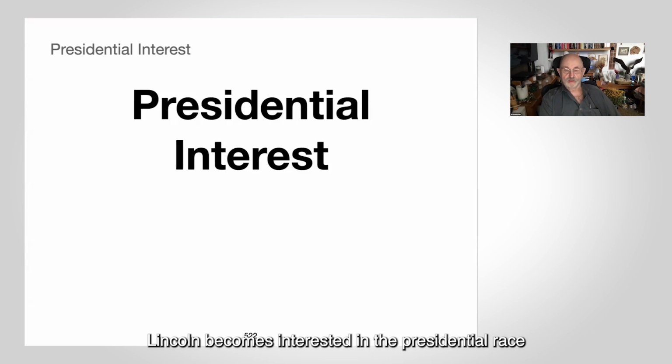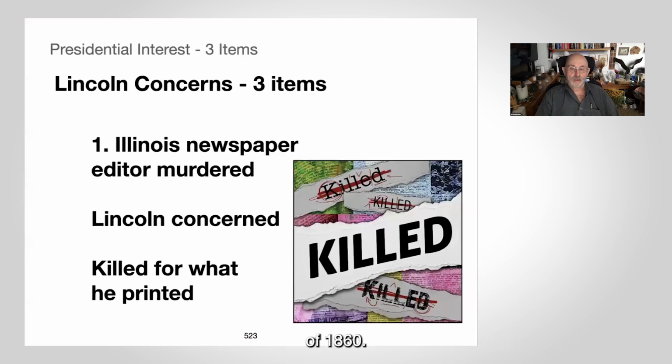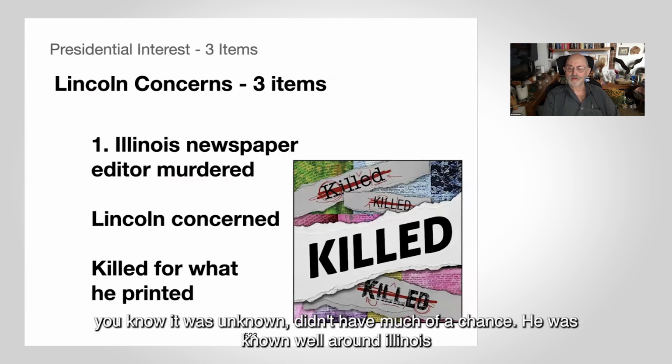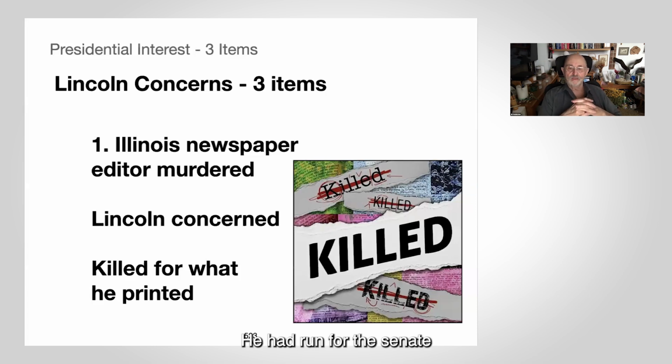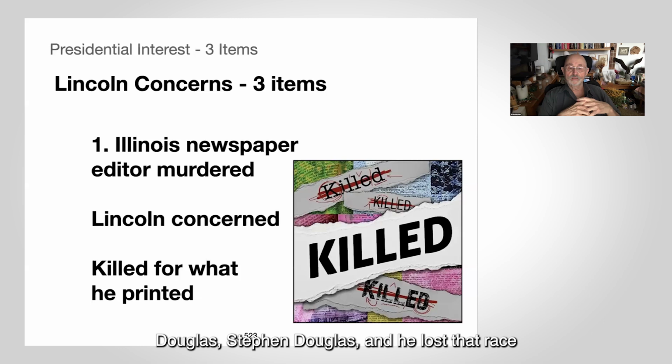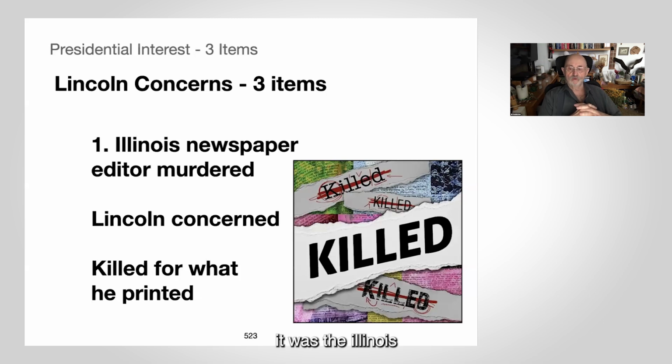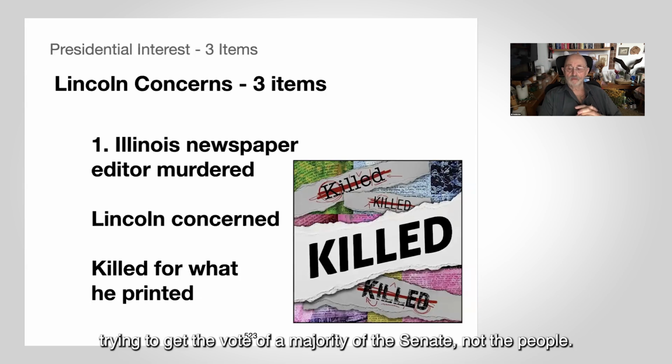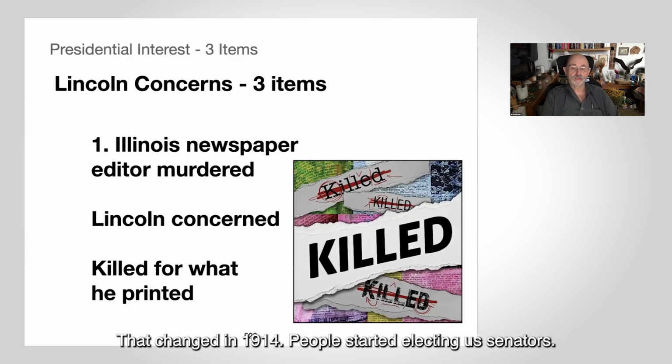Lincoln becomes interested in the presidential race of 1860. There were three issues that really got him interested, even though he was unknown and didn't have much of a chance. He was known well around Illinois because in 1858, he had run for the Senate against Stephen Douglas, and he lost that race. If you remember from 2 weeks ago, it was the Illinois Senate that voted for who the senators would be, and they were really trying to get the vote of a majority of the Senate, not the people. That changed in 1914. People started electing U.S. senators.